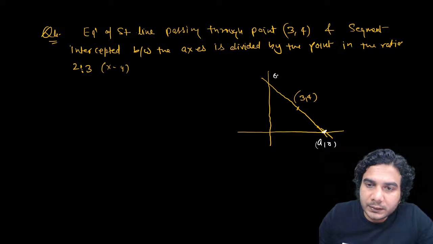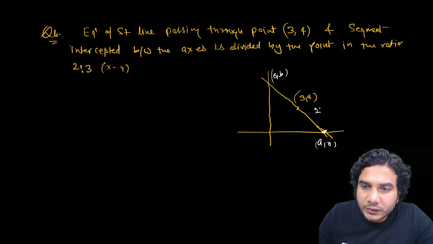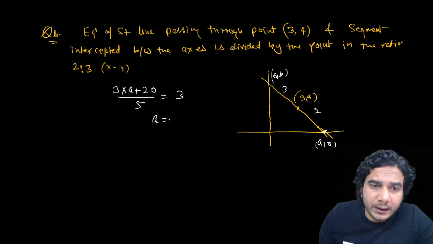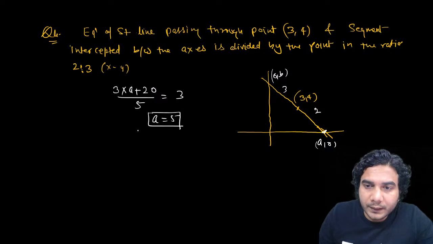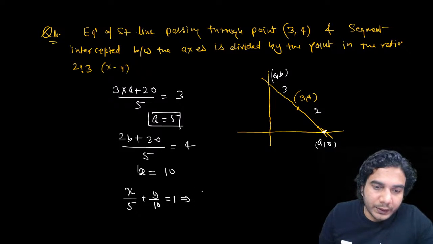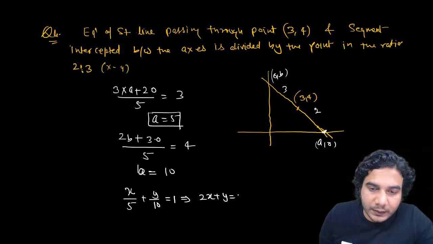So let's find A and B first. Let's take this ratio as 2 is to 3. So we can apply the formula. So it is going to be 3 into A plus 2 into 0 divided by 3 plus 2, which is 5, is equal to 3. So from this you'll get A is equal to 5. And similarly, if you apply the section formula again, it is going to be 2B plus 3 into 0 divided by 5 is equal to 4. So you'll get B is equal to 10, right? So in this case, the equation of the line is going to be x upon 5 plus y upon 10 is equal to 1. All right. So now you can write 2x plus y is equal to 10.